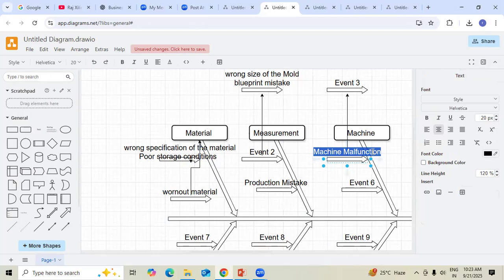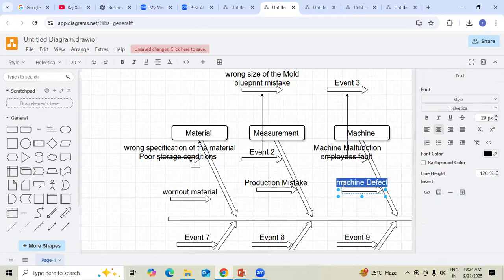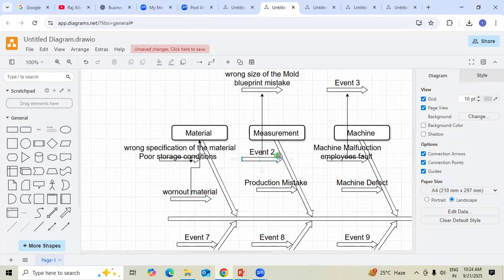This can be due to the employee's fault, where the machine is defected. Because of it, the machine is getting defected. Okay, these are the major ones, right?